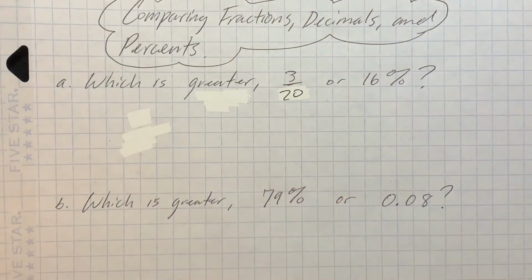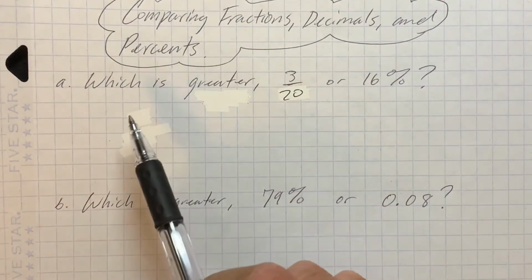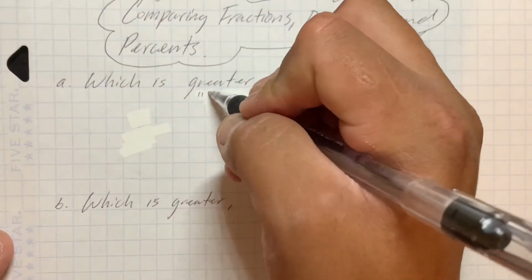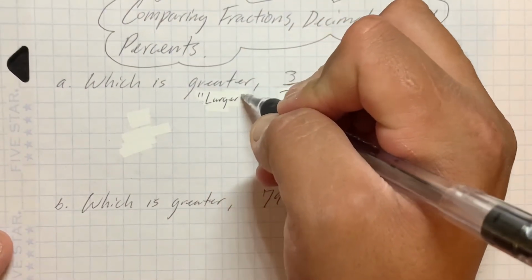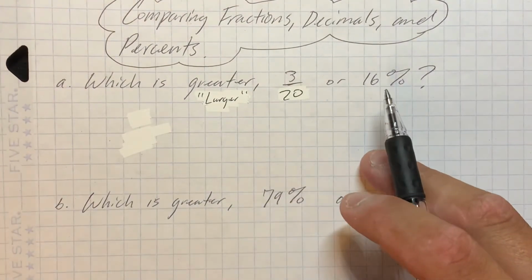So we're going to compare fractions, decimals, and percents here. Now the first one for A, we have two examples here. We want to know which is greater. In other words, we want to know which is larger. Okay. We have 3 over 20, and then we have 16%.